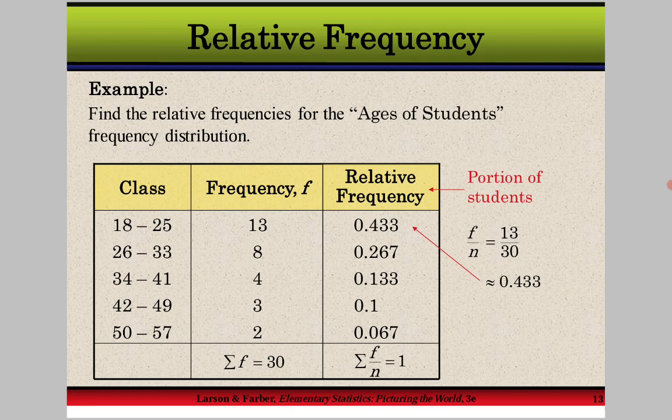Now find the relative frequency for the ages of students class frequency distribution, starting with class 18 to 25. Frequency f is 13. Relative frequency is equal to f by n. What is f? The frequency, that is 13, divided by n. What is n? n is the sample size. Similarly, sigma f is equal to 30, and the relative frequency sigma f by n is equal to 1.